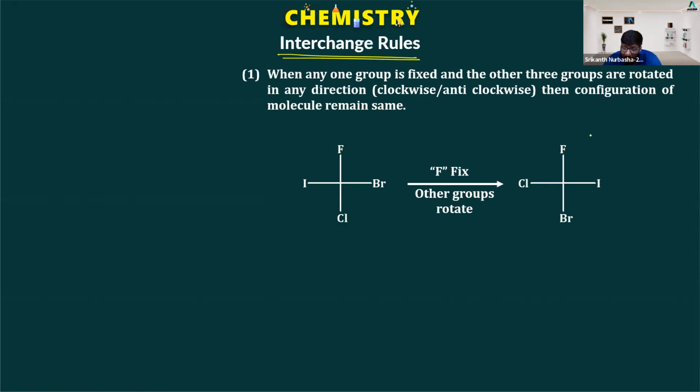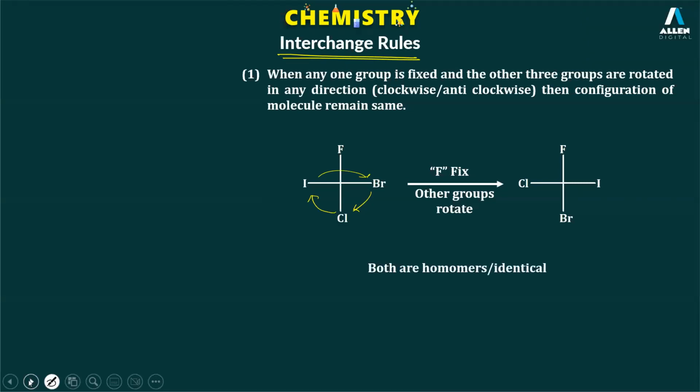Like CF bond is there, carbon iodine, carbon bromine, carbon chlorine, rotated. Iodine takes the position of bromine now. Bromine will take the position of chlorine. Chlorine will take the position of iodine. Yes or no? So fluorine fixed, other groups rotate. Iodine has been moved in this direction, bromine moved in this direction, chlorine moved in this direction. Chlorine will be now here, bromine will be now here, iodine will be now here. So the configuration is going to be same. Whenever the configuration is same, what do we call them? They are said to be identical or not? Yes, sir. So both are homos.